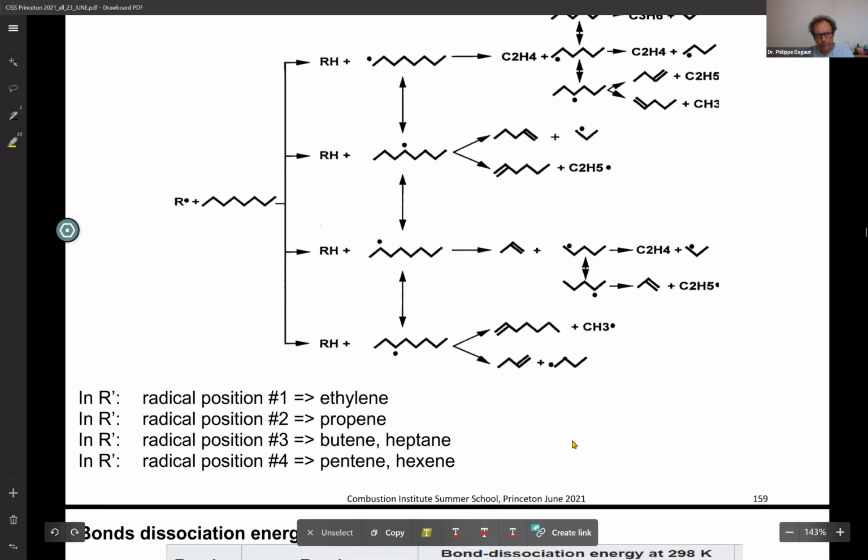And finally, the last radical in position 3 can decompose and form methyl radical. So it goes this way: methyl radical plus heptene, sorry, and it can also form butene plus butyl radical.